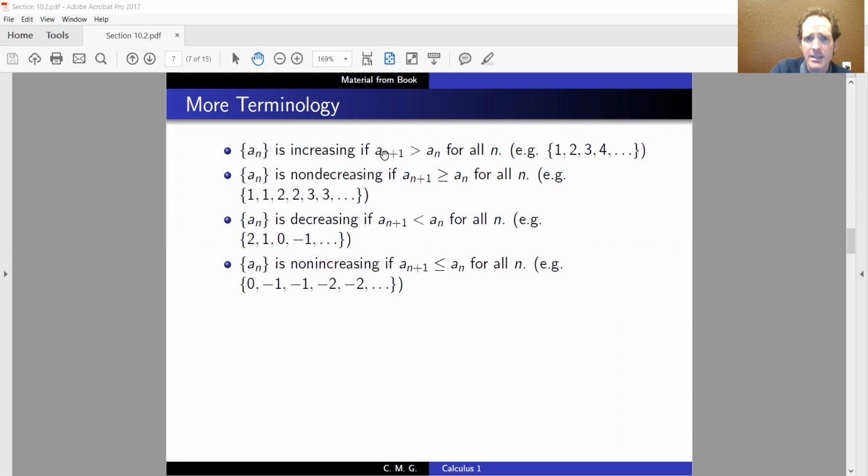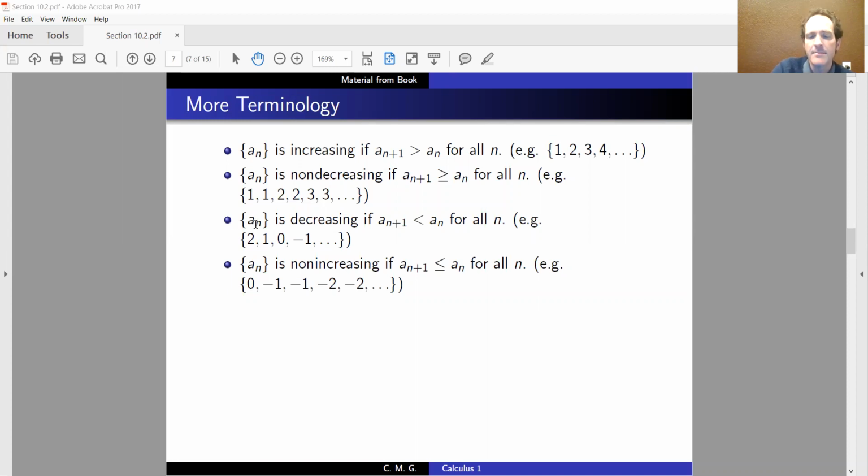My sequence is increasing if each successive term is bigger than the previous one. So for example, 1, 2, 3, 4, 5, 6, 7 is an increasing sequence. A sequence is non-decreasing if each term is at least as big as what it was before. So for example, 1, 1, 2, 2, 3, 3, 4, 4, 5, 5. So I can either stay the same or go up, but I can't go down. So it's non-decreasing, not decreasing.